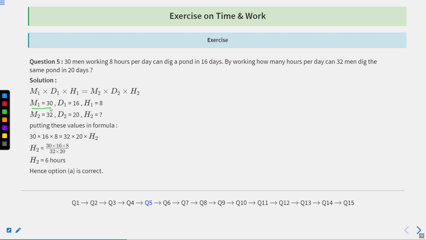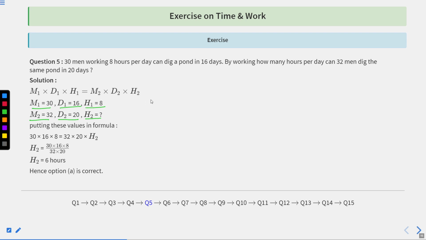So m1 is 30, 30 men, and d1 is 16, the time taken by them to complete the work, and h1 is the hours in every day they spend. m2 is 32, the number of men in the new case, and we want them to complete the task in 20 days, but how many hours they must spend each day to complete that work in 20 days is unknown to us. So h2 we have to find out.